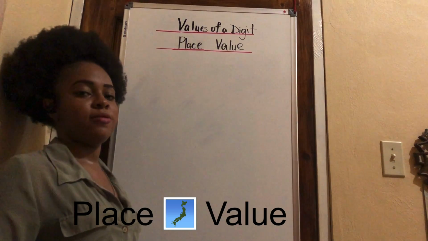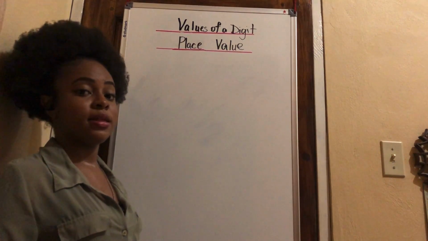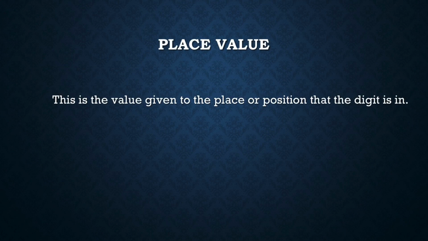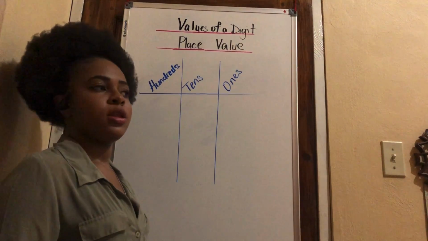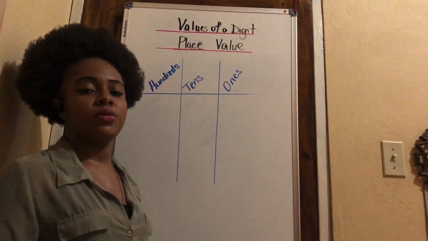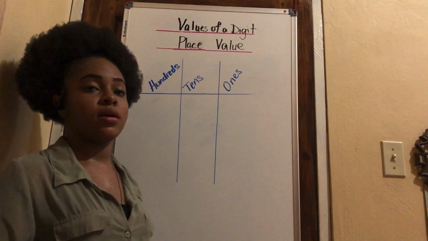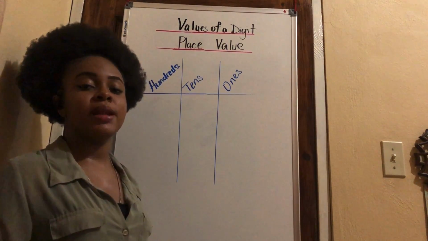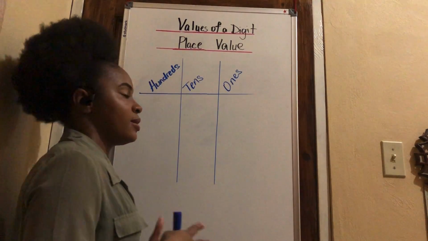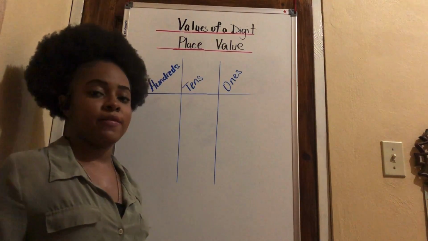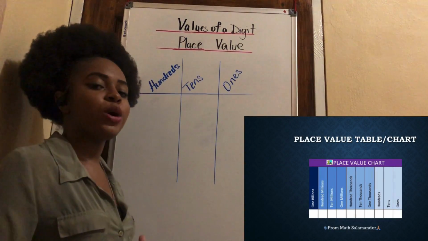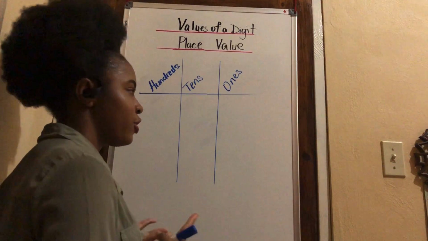The place value of a digit, as the name suggests, is the value of the place that the digit is in. Now, when we try to identify the place value of a digit, we take into consideration the place value system. This is where every position or every place in a number has a value. Now, the system, you usually see it as your place value table. It's usually a lot bigger, but in this case, for examples, we're just going to use these 3 columns.